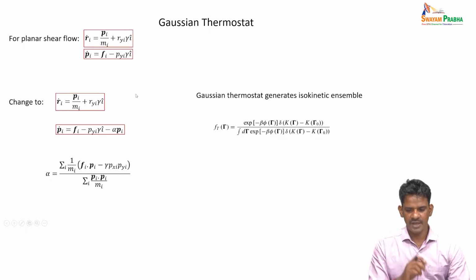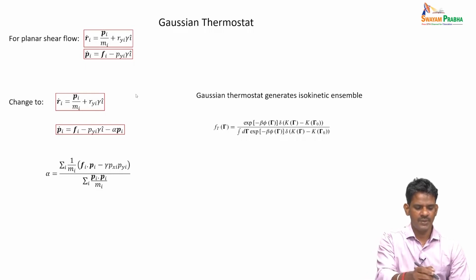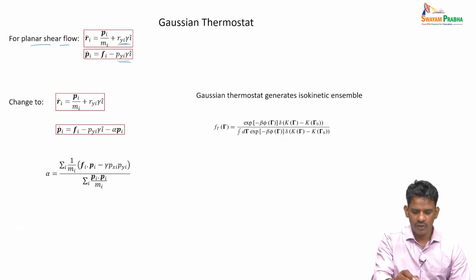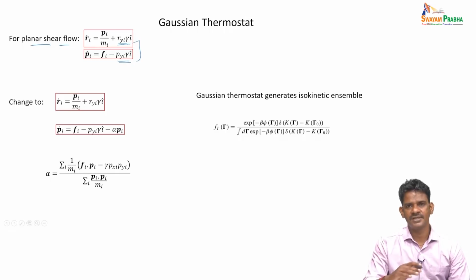So, our strategy here is very similar to how we did thermostatting in equilibrium simulations. That means we take our equations of motion for planar shear flow. You can see that these are the additional terms that come because of the imposed shear, and if I solve these equations, I am sure that temperature will keep increasing. So, we want to control the temperature.